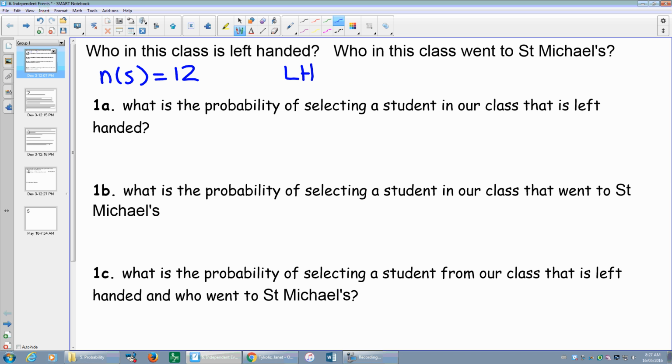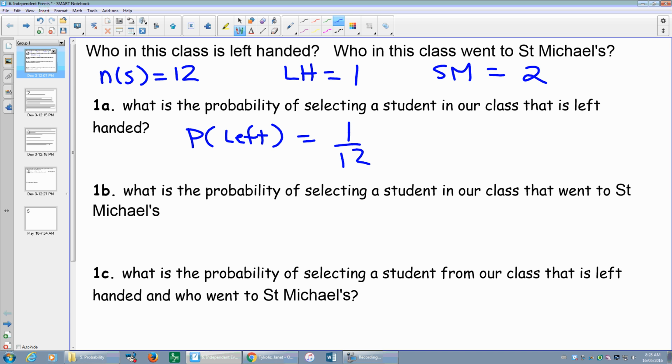How many of you are left-handed here? Raise your hand if you're left-handed. Mike. Okay. Who in this class went to St. Mike's Elementary School? Raise your hand. Okay, so we have 2 students who went to St. Mike's. So it says, what is the probability of selecting a student in our class that is left-handed? 1 in 12. Probability of a left-handed student is 1 over 12.